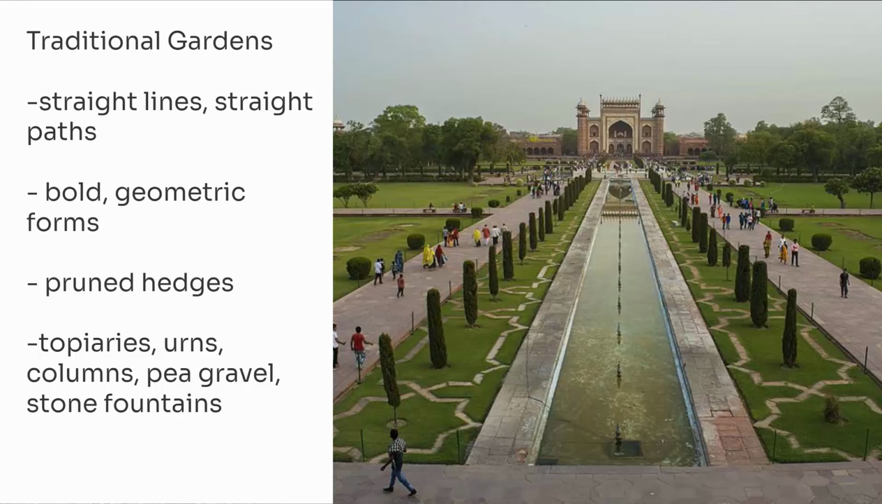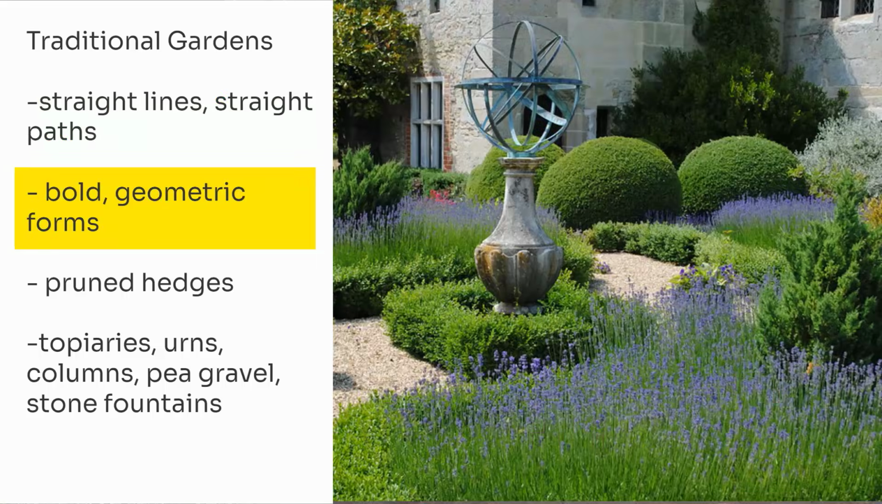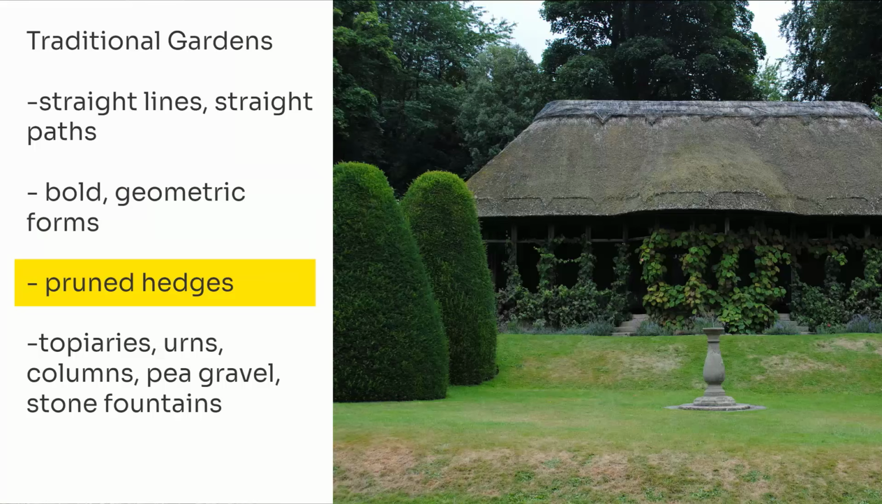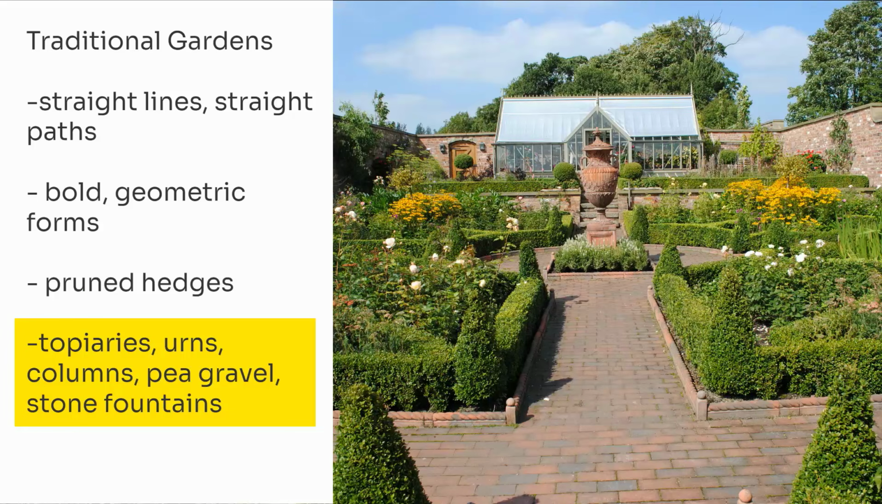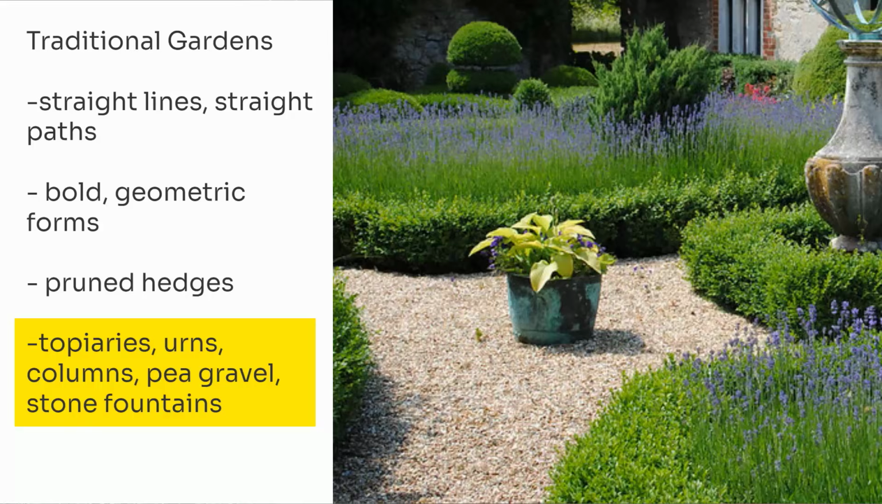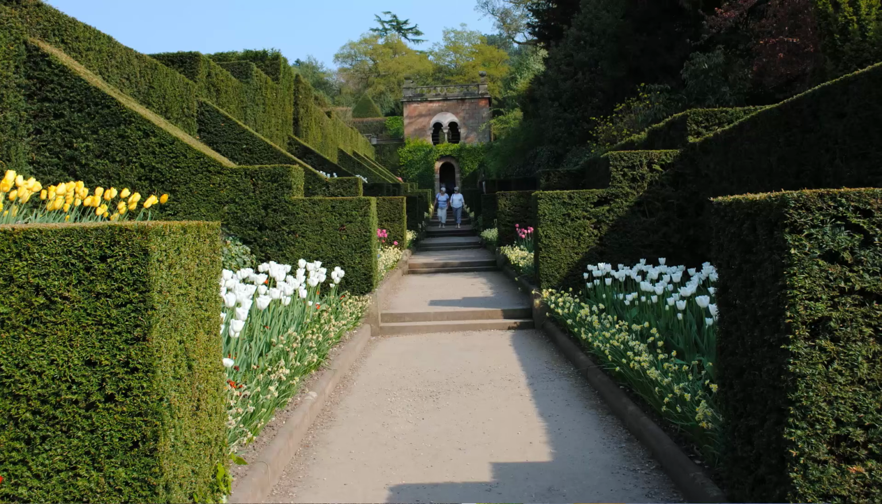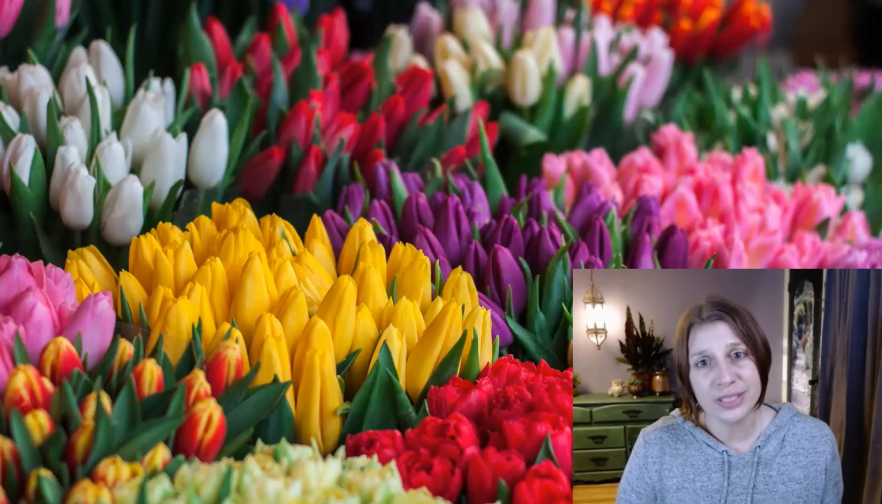So the elements of traditional gardens are straight lines, straight paths, bold geometric forms, formal hedges pruned into repetitive shapes. Things like topiaries, urns, columns, pea gravel, and stone fountains are other elements you'd find in traditional gardens. And some of the popular plants for traditional gardens are boxwood shrubs just because they can take pruning really simply. Roses, peonies, and tulips are also really popular in this style.